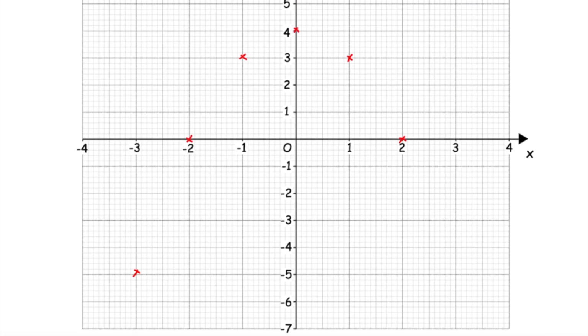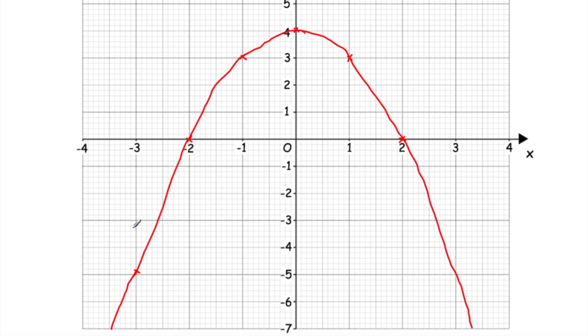So let's then draw a graph. And that's it. So we've plotted our points and we're drawing our graph. So that is the graph of y equals 4 subtract x squared. And as you can see, because it's a minus x squared, the number in front of the x squared is a negative. This is minus 1x squared, so it's a minus x squared graph.